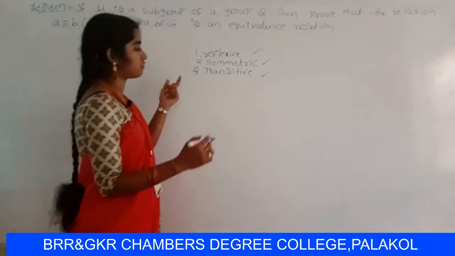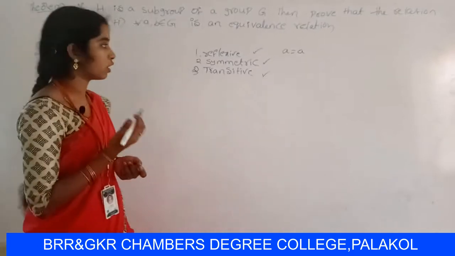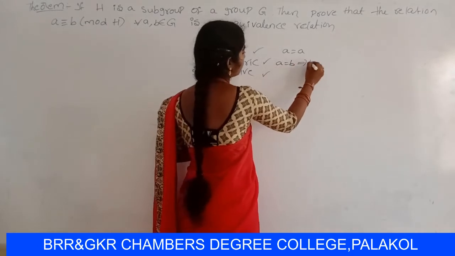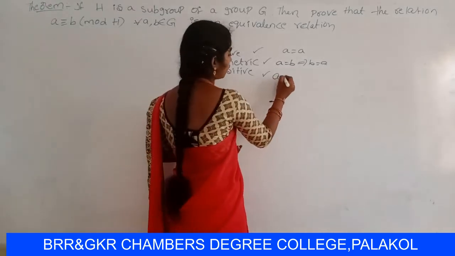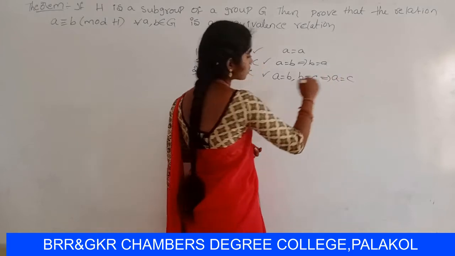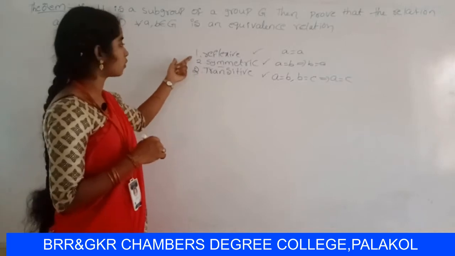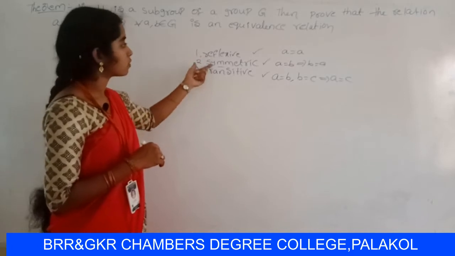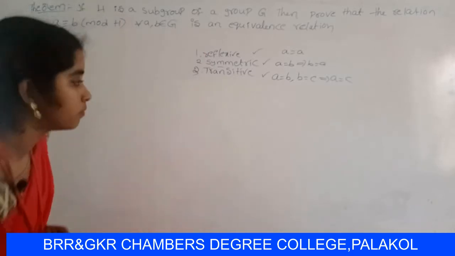So reflexive in general in equality property, A equal to A, so you have to prove A equal to A. Symmetric in general, A equal to B, you have to prove B equal to A. Transitive in general in equality property, A equal to B, B equal to C, so we have to prove A equal to C. Since congruence modulo H satisfies reflexive, symmetric, and transitive, it is called an equivalence relation. So let us start the proof.